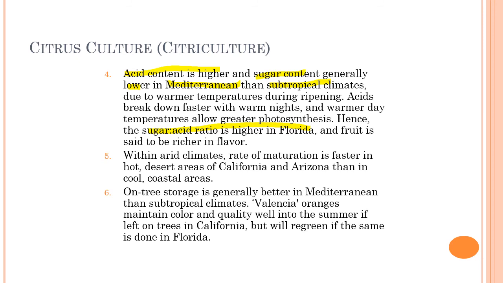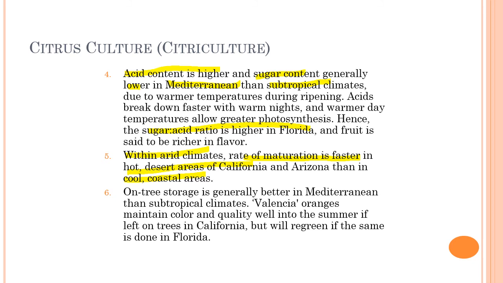For example, within the arid climates, the rate of maturation is faster in hot desert areas like Oman than in coastal areas or colder climates, like Spain, for example. So that's why we harvest oranges before Spain and before Florida, because our climate is hot and arid.